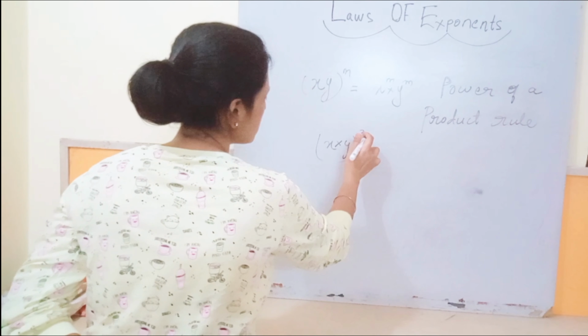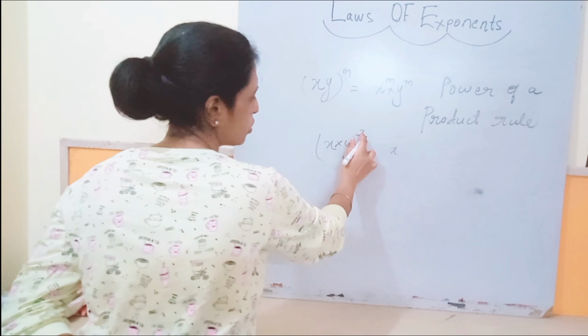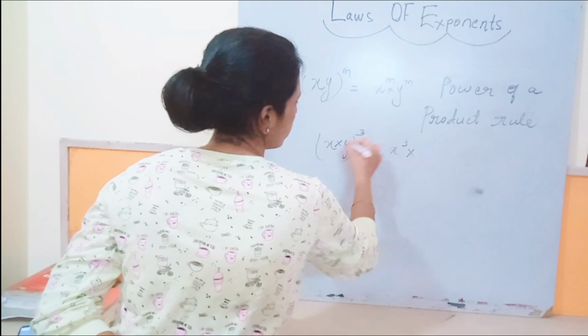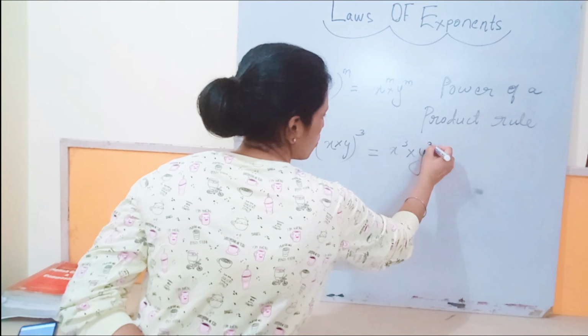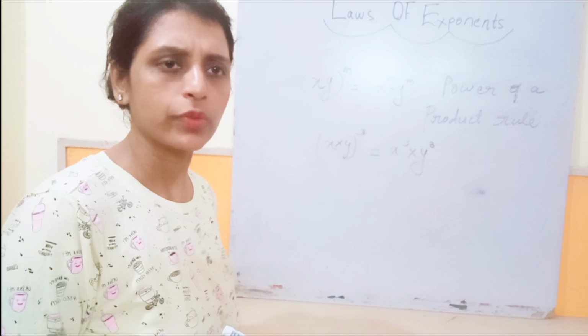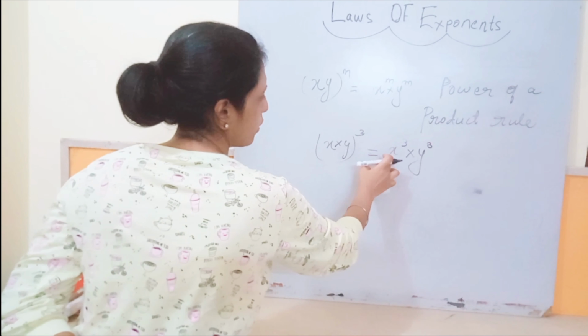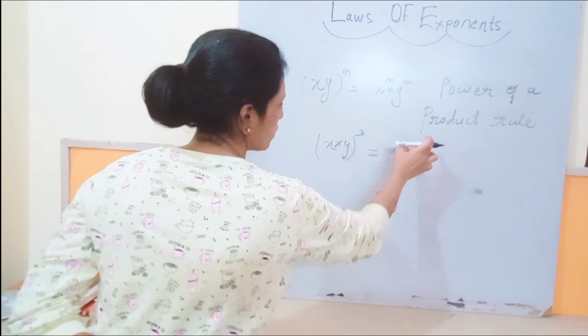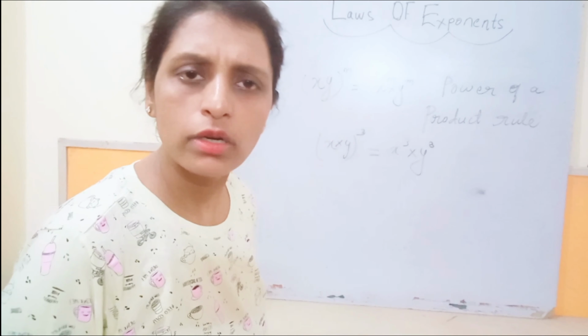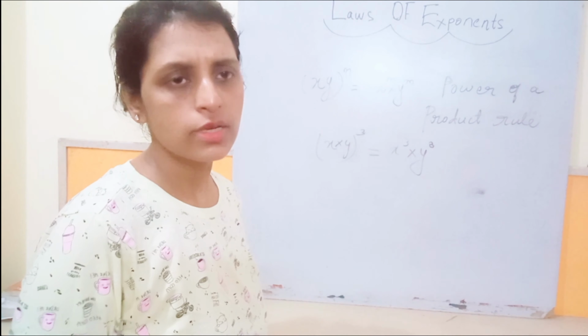Or you can say like x into y as a whole, 3 is the power. Okay, so it means this power 3 will belong to x also, and this 3 will be the power of the base y also. Okay, so whether you write x to the power 3 into y to the power 3 or x into y to the whole power 3, they are the same thing.